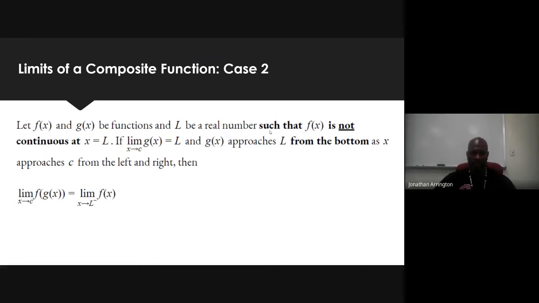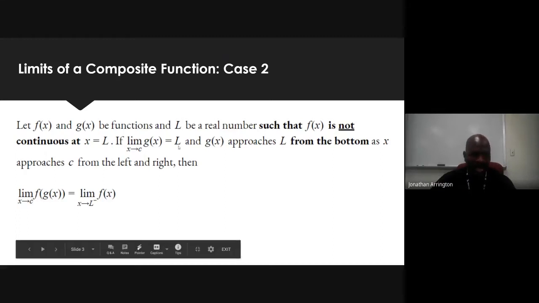So what do we do? For this particular case, it says g of x approaches L from the bottom as x approaches c from the left and the right. Remember, L is the limit of g. So we're saying it's approaching that limit from the bottom of L. If that's the case, then the limit of the composite function is going to be the limit as x goes to L minus of f of x.